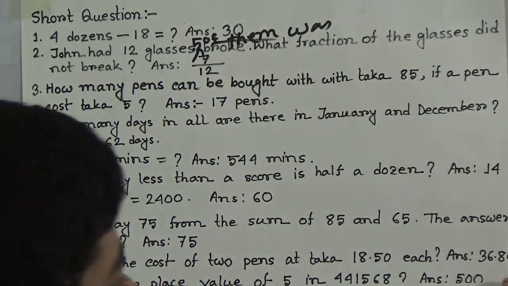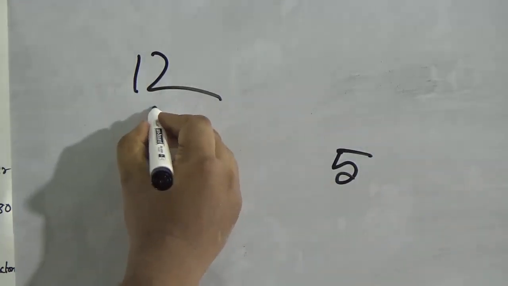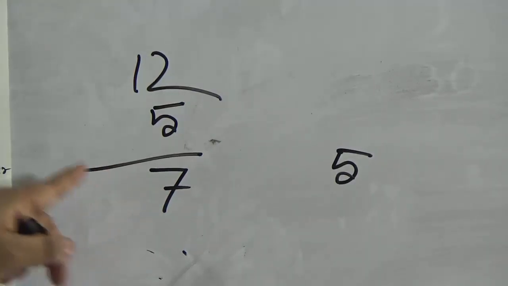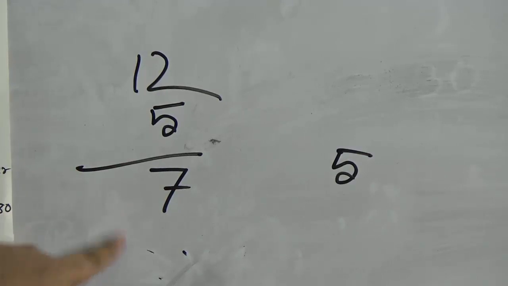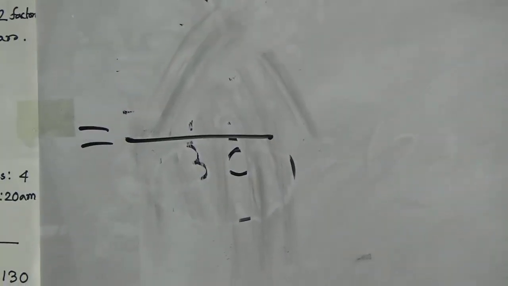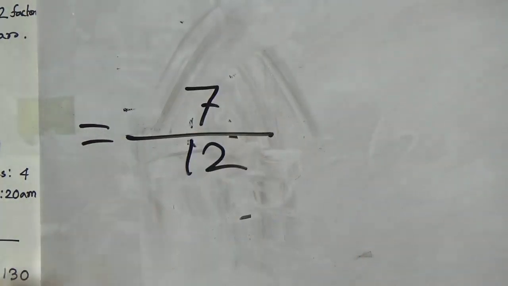That means here the total number of glasses is 12 and 5 of them are broken. So we need to find out the number of glasses which did not break. So we subtract this broken glass from the total number of glasses. Then we get the number of glasses which did not break. So here the number of glasses which did not break is 7 and the total number is 12.